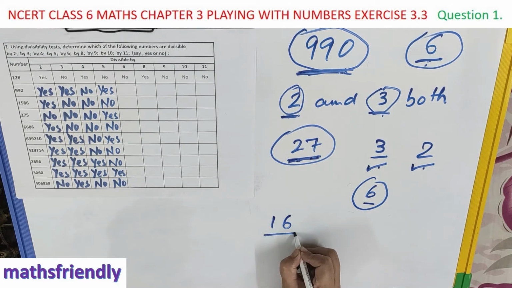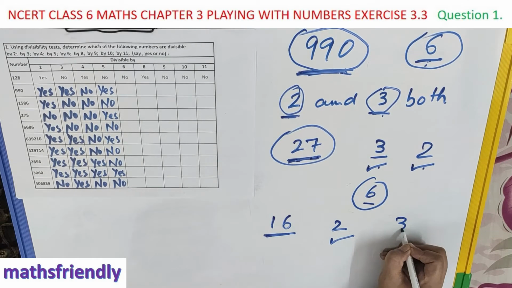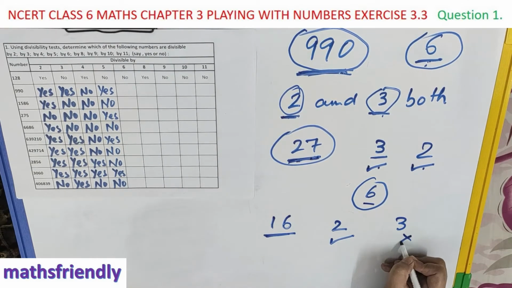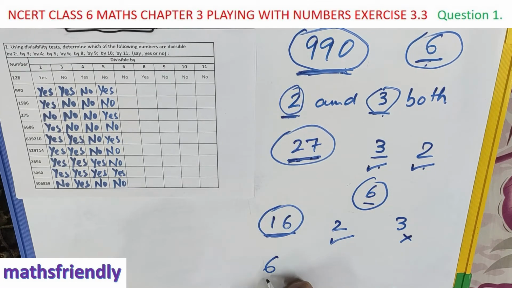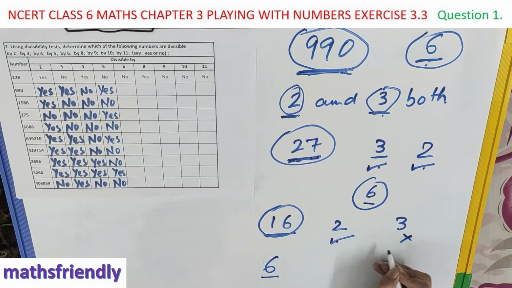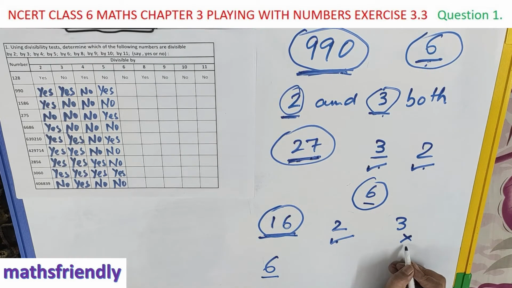See, 16 is divisible by 2, right? But 16 is not divisible by 3, right? It means 16 is not divisible by 6, because a number will be divisible by 6 if it is divisible by both 2 and 3, but 16 is only divisible by 2 but not divisible by 3.